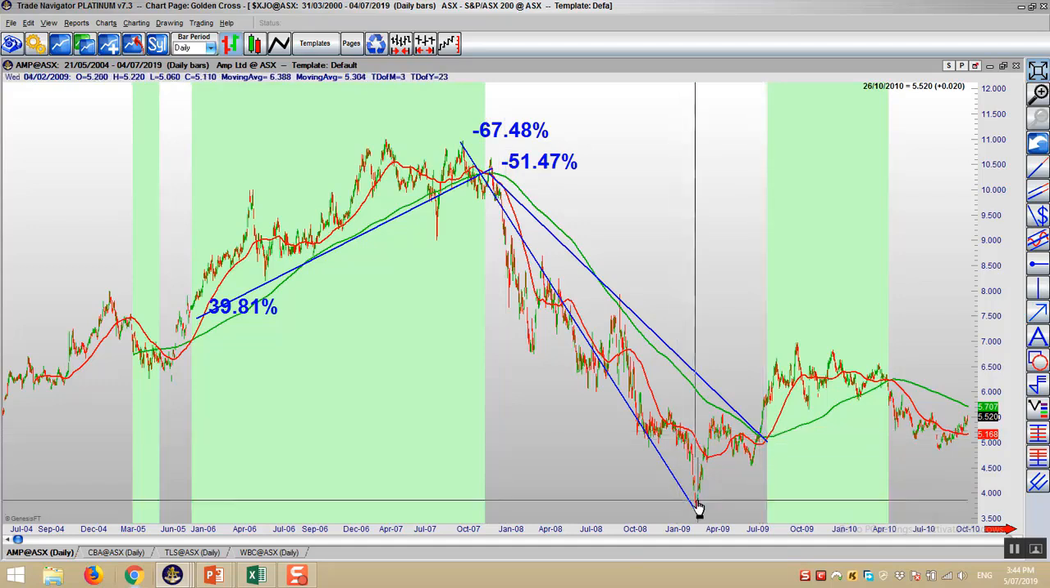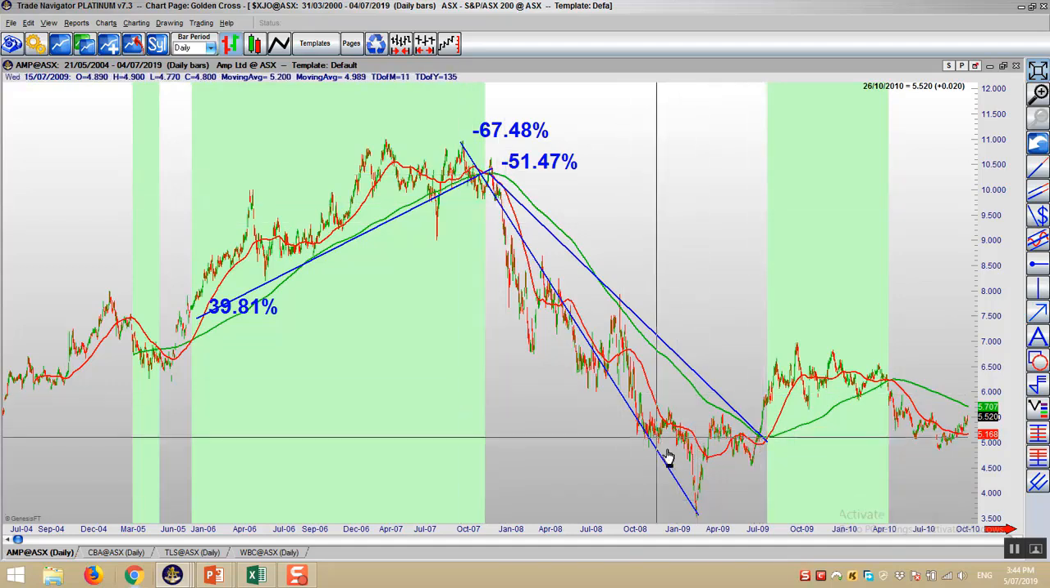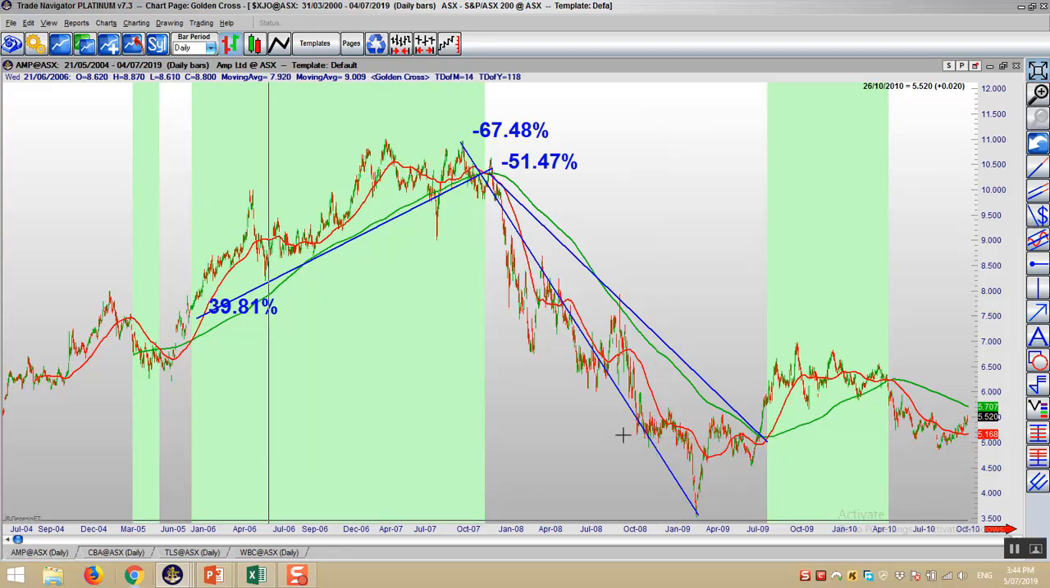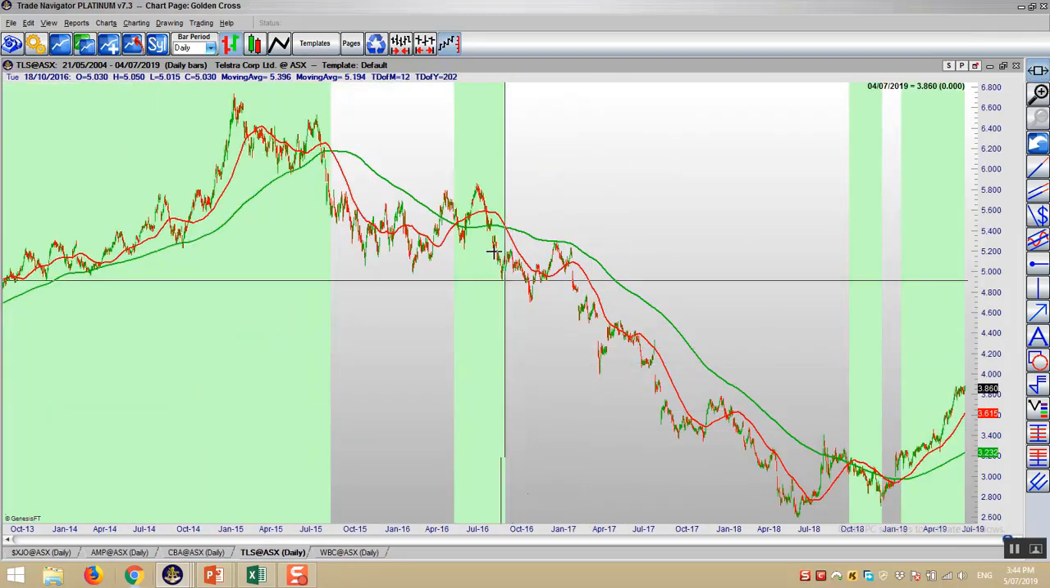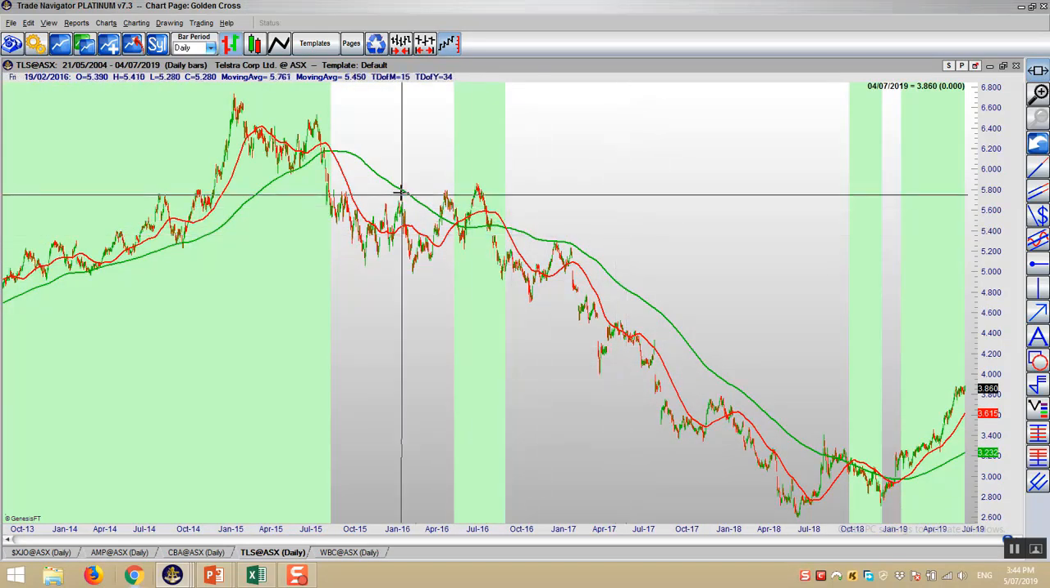Now, as I said, you won't get the bottom, but certainly you won't have to sit through all this. Let's take a look at Telstra and we'll look at one of the bank stocks, and that will cover examples of it.